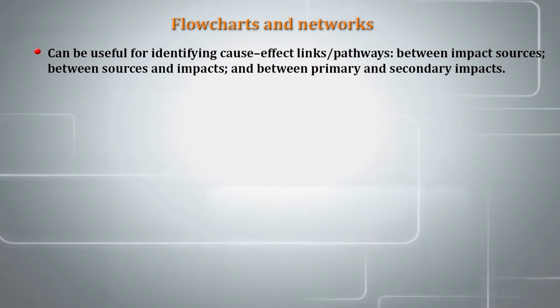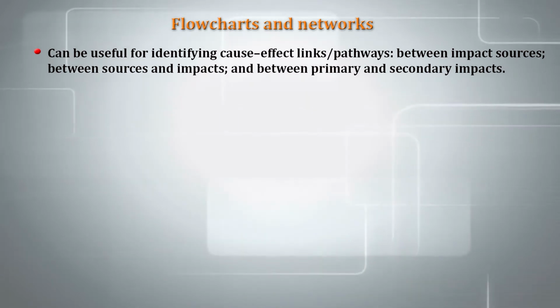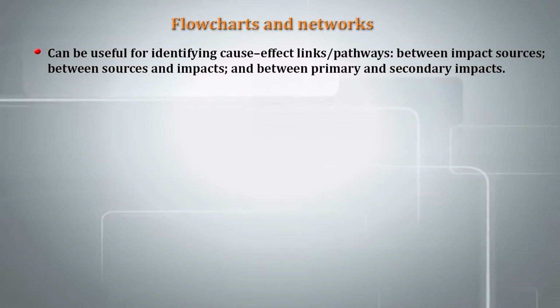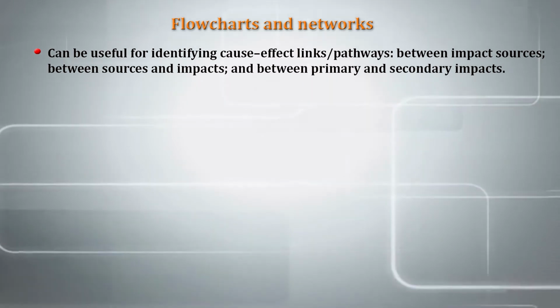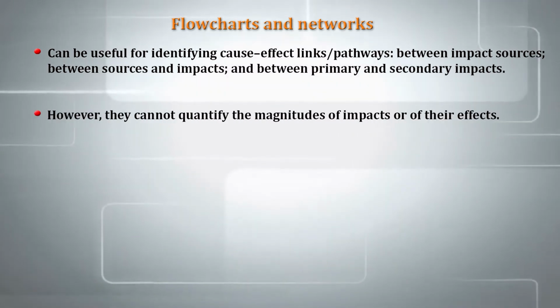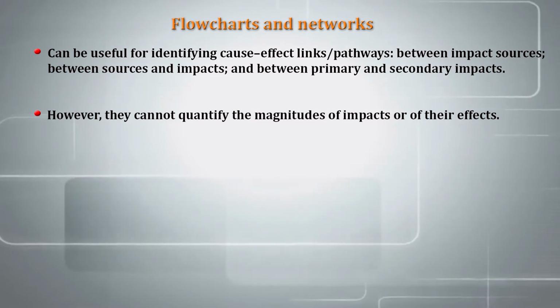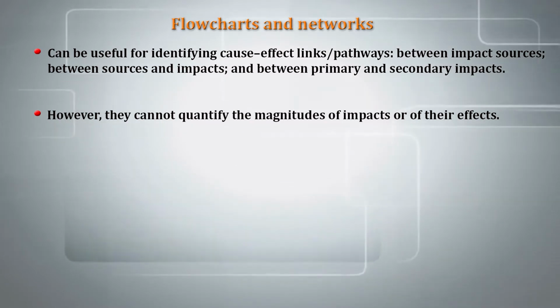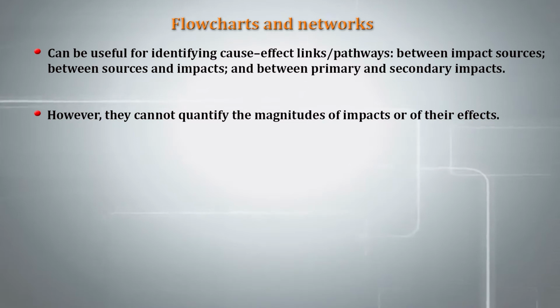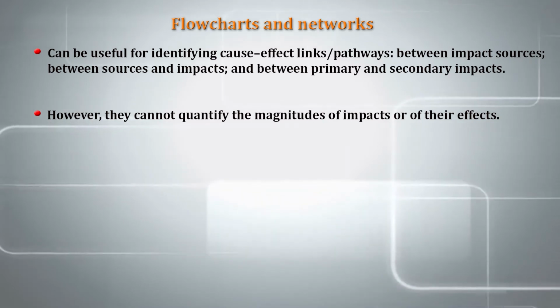It can be used for sources and impacts, the cause and effect relationship, and also between the primary and secondary impacts, what is the relationship. All these can be very well handled by networks. However, these networks or flow charts cannot quantify the magnitude of the impacts or their effects. So that is a limitation of flow charts and networks. Nevertheless, it has a lot of significance as far as environmental impact assessment techniques are concerned. So let us see one by one. First one is the network methods.